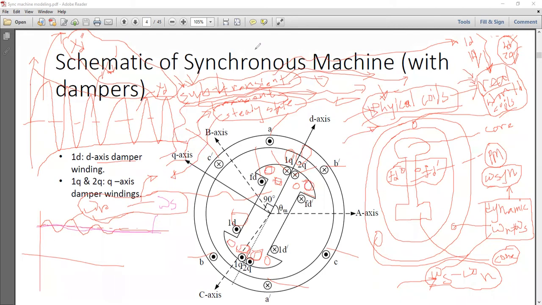So in short, we vary the numbers depending on what your target is. Are you going for a much more detailed model? Do you want to capture the subtransient effects or not? Are you only satisfied with the transient dynamics? Along which axis are you looking for the effects? Depending on that, this number varies. And mostly they come in pairs, 1D and 1Q, they come in pairs.